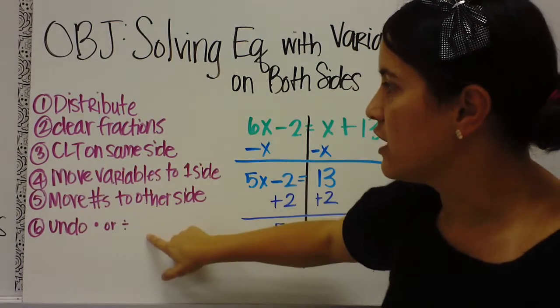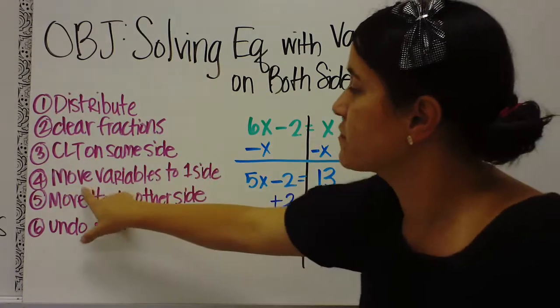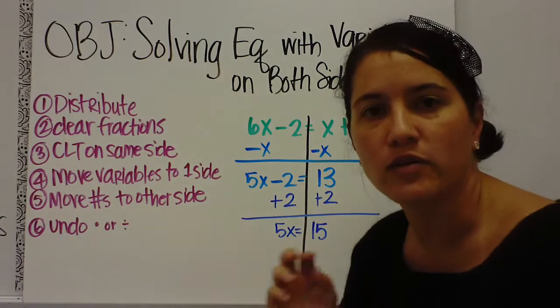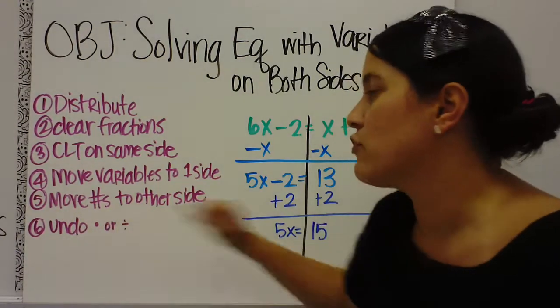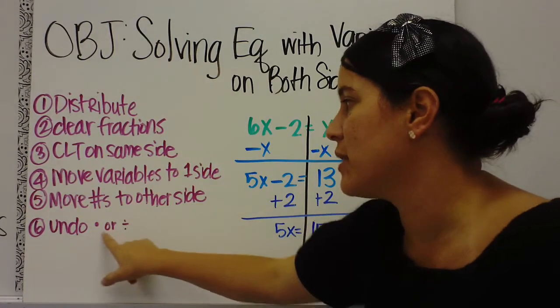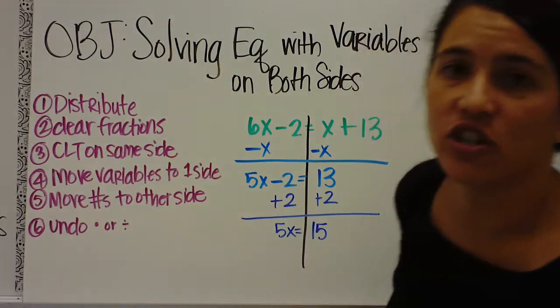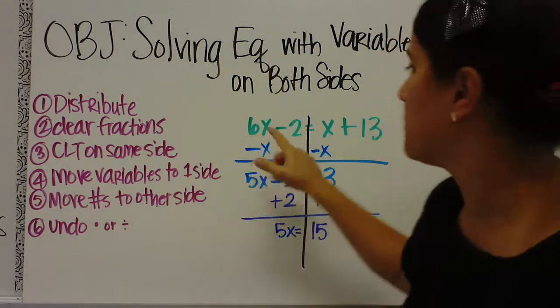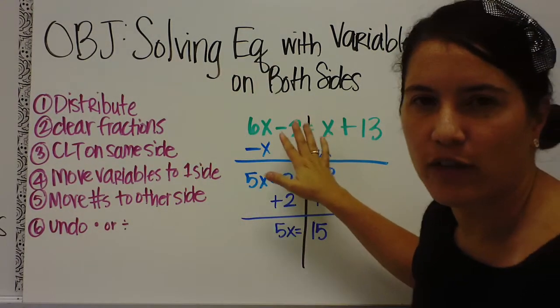Here are our steps over here. The new step, you're going to move your variables to one side. You're going to have to move your variables over, and then you're going to have to move your numbers to one side. The very last step is going to be multiplication or division. Only the last step. So here's just a quick example. I didn't put any distributive or combined like terms.